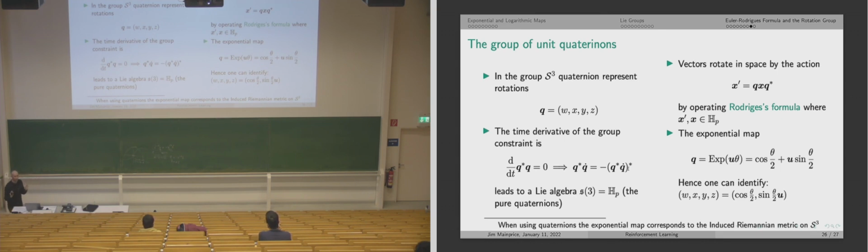The key fact about these quaternions, at least in the context of manifolds, is that when we use quaternions, the exponential map corresponds to the induced Riemannian metric on S3. So it's not clear what was the Riemannian metric associated with the exponential map of the SO3 group. I mean, there's one associated to it. It has to do with something called the Killing form associated to the Lie algebra. But in the case of the hypersphere, it's the induced metric on S3, so just the classical thing that you would expect from the sphere, right?